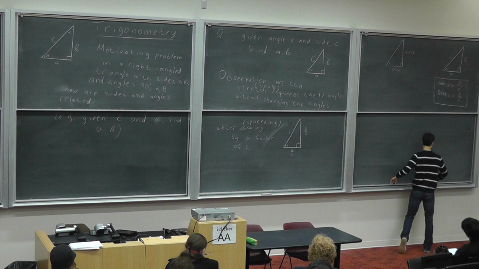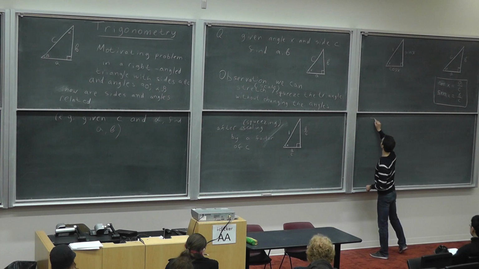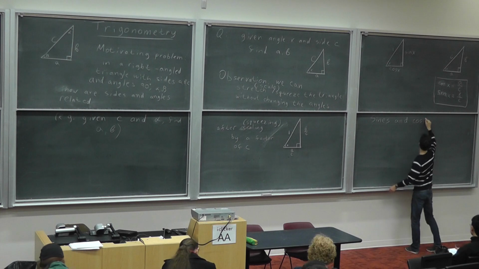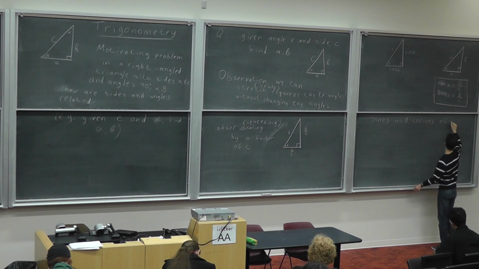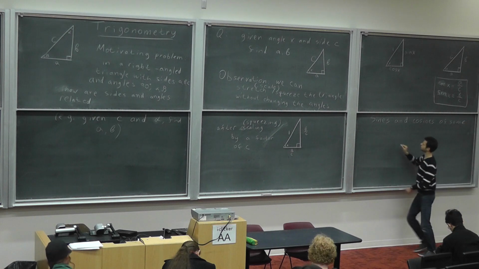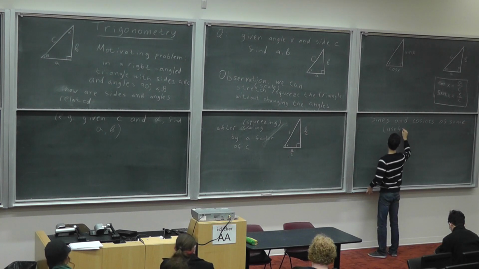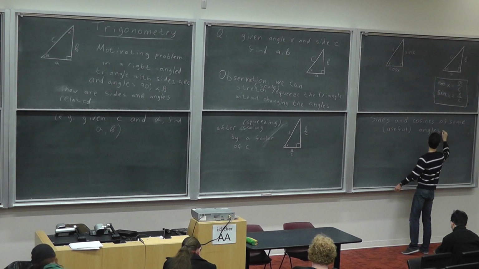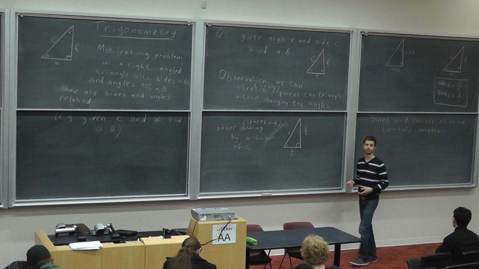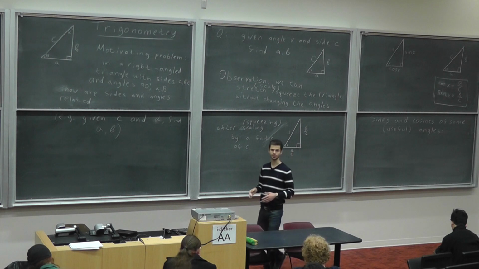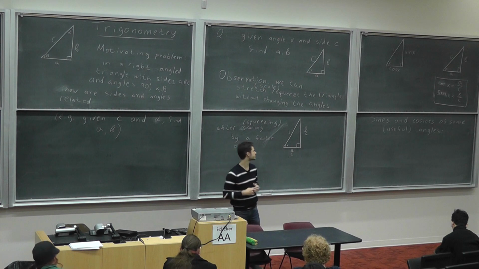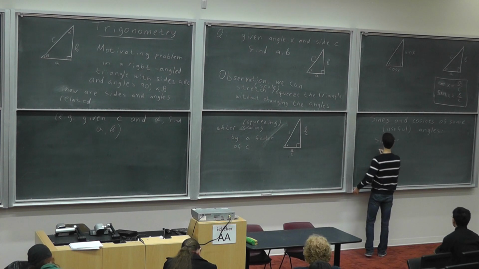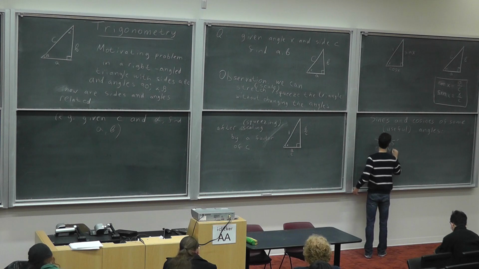So our first task is sines and cosines of some arguably useful angles. Let's start with 45 degrees, one of the familiar angles. So let's compute sine of 45 degrees and cosine of 45 degrees.